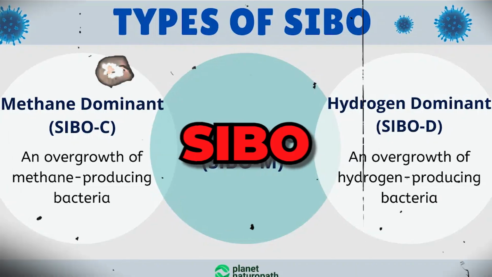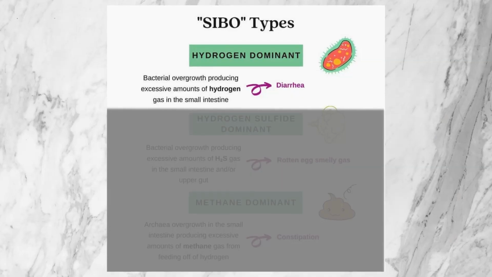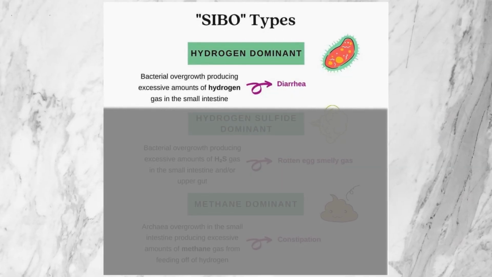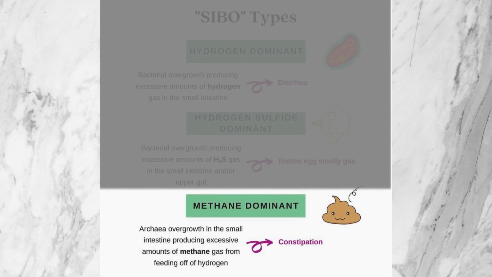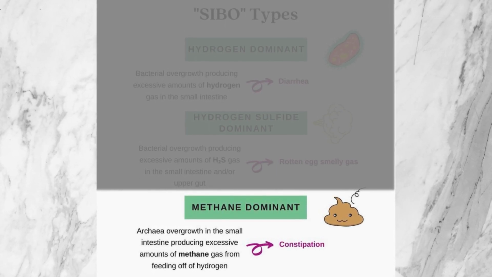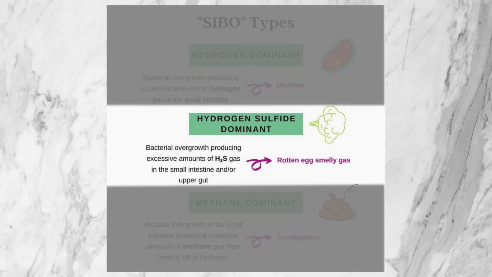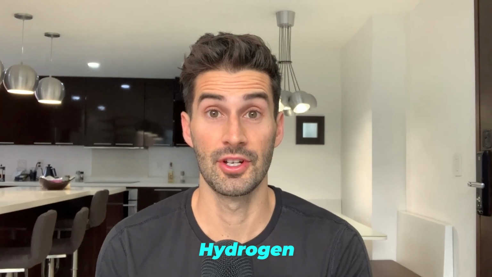What are the 3 types of SIBO? There's 1, hydrogen dominant SIBO, aka hydrogen SIBO. There's 2, intestinal methanogen overgrowth, aka IMO, which is not technically SIBO. I'll explain why soon. And number 3 is hydrogen sulfide SIBO. There are 3 different types of SIBO because there are different microorganisms that produce these 3 gases, hydrogen, methane, and hydrogen sulfide. To give a little more clarity on this, hydrogen dominant SIBO is due to having too many hydrogen producing bacteria in your small intestine.